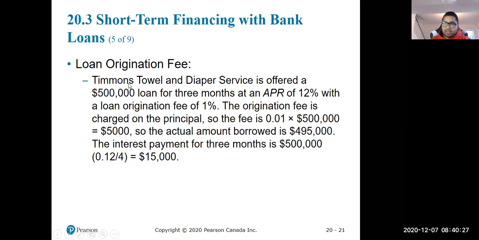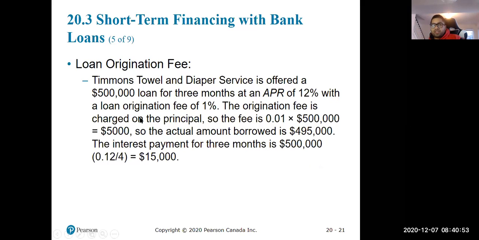Okay. Then there can be a loan origination fee. So, the example they have given: Towel and Diaper Services is offered a 500,000 loan for 3 months at 12% with a loan origination fee of 1%. What do we mean by loan origination fee? Whatever loan amount is given to you, that fee is subtracted from that.